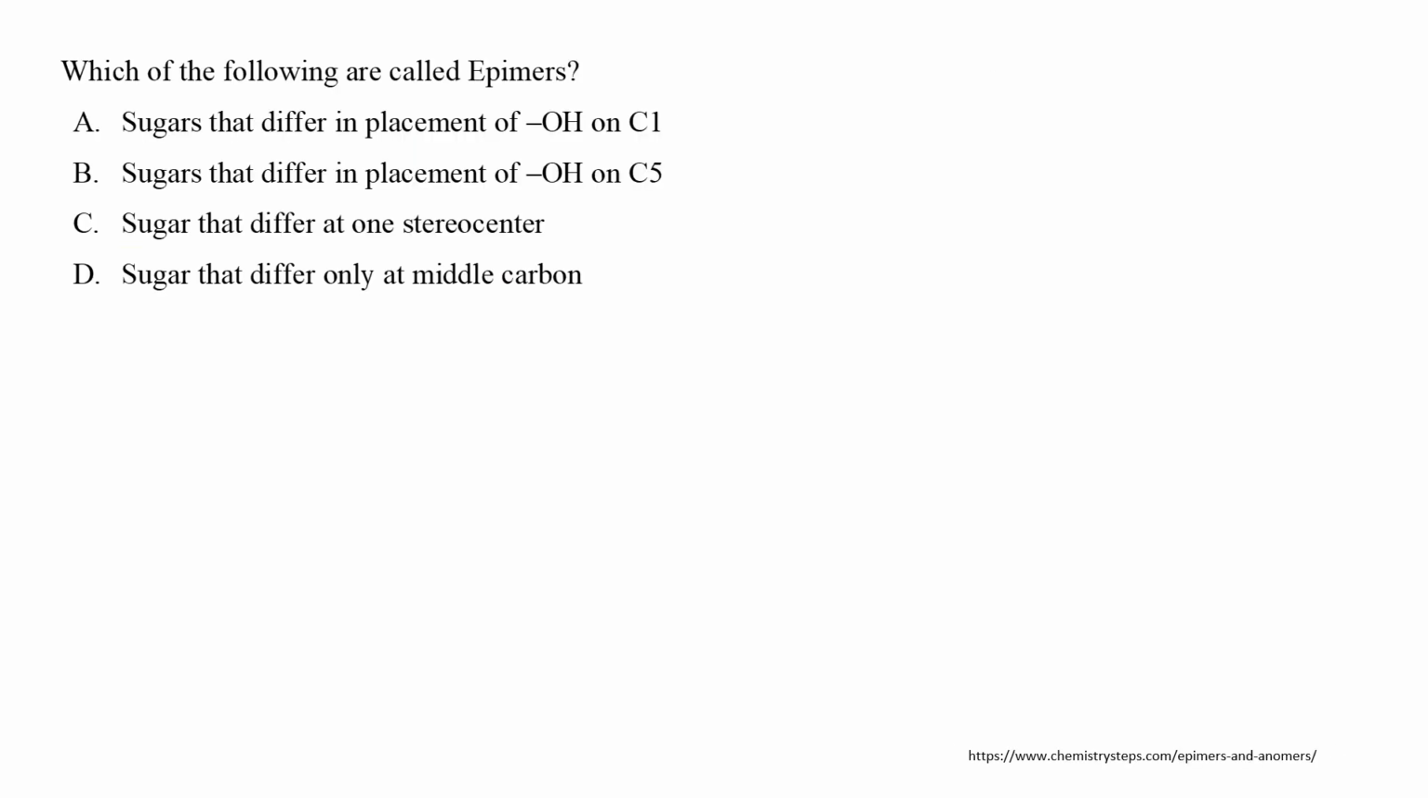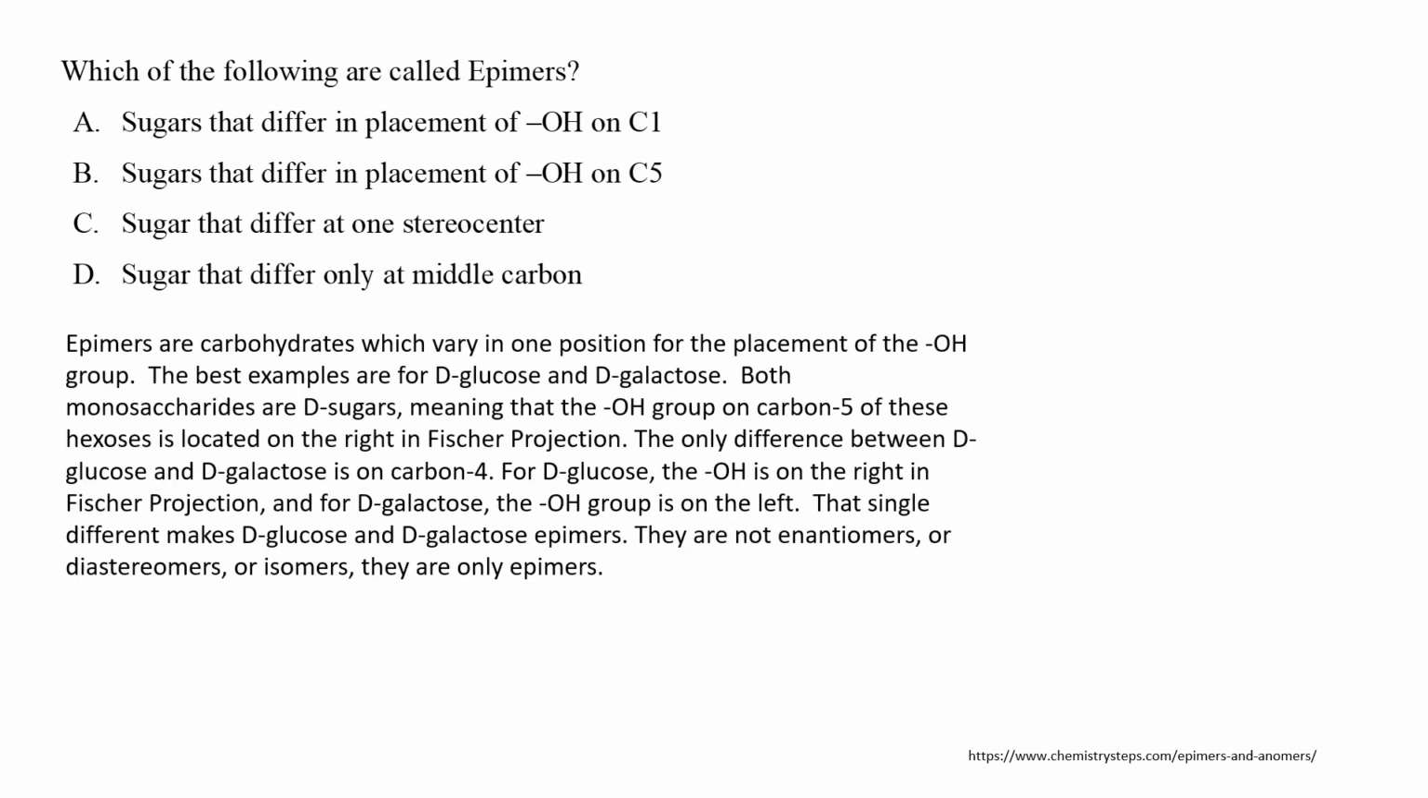Which of the following are called epimers? A. Sugars that differ in the placement of OH on C1. B. Sugars that differ in the placement of OH on C5. C. Sugars that differ at one stereocenter. Or D. Sugars that differ only at middle carbon. So first we must understand what are epimers. Epimers are carbohydrates which vary in one position for the placement of the OH group.